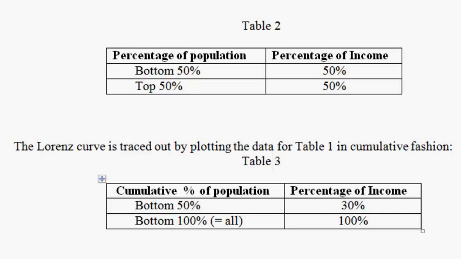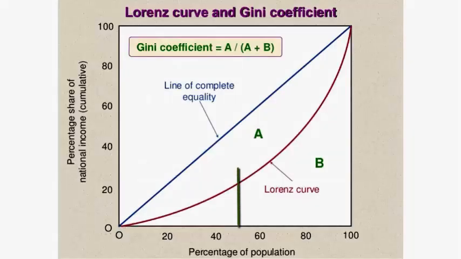axis. So for instance, I'd say 50% of the population is right about here, and I would ask the question, what percentage of the income does that group have? So if I say here's 50% of the population, and that 50% had 30% of the income, my point would be right about here.